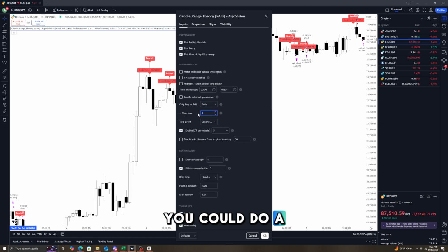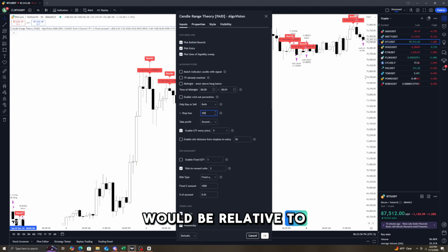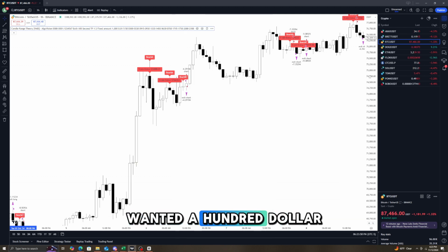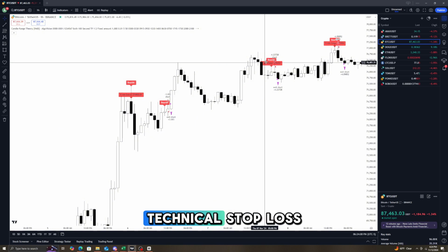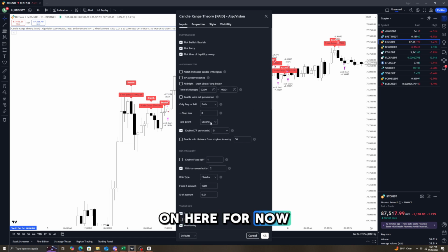Stop loss, you could do a certain dollar amount stop loss. So for Bitcoin, it would be relative to the price of Bitcoin. So if you wanted a $100 stop loss and not the actual technical stop loss. If you wanted ones where the stop loss was only $100 away or less, then you would put this filter on. But I don't want any on here for now.